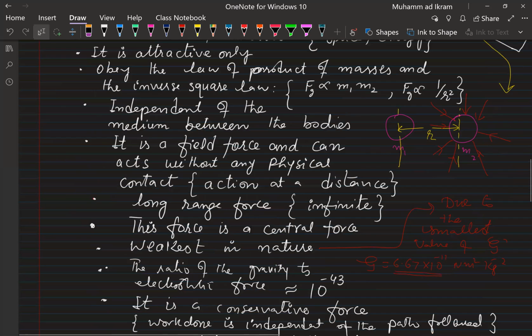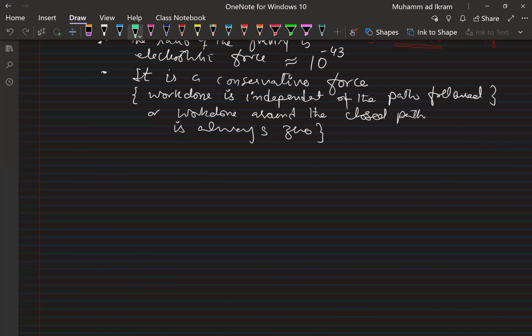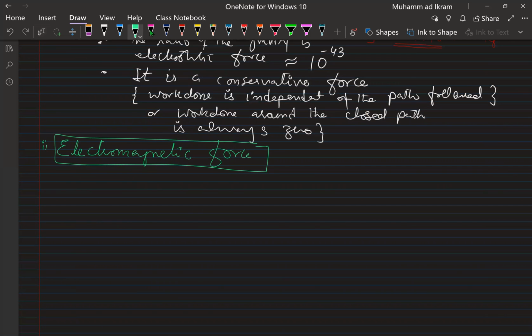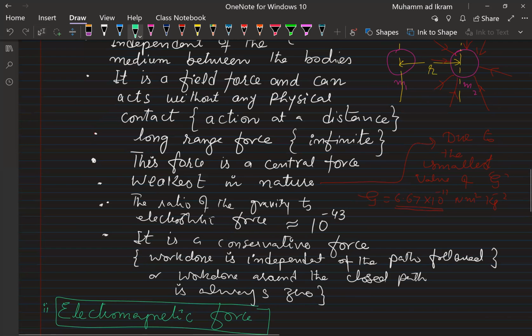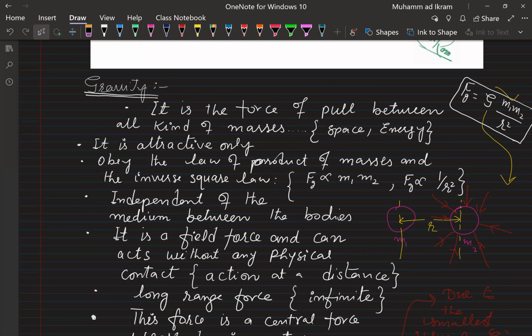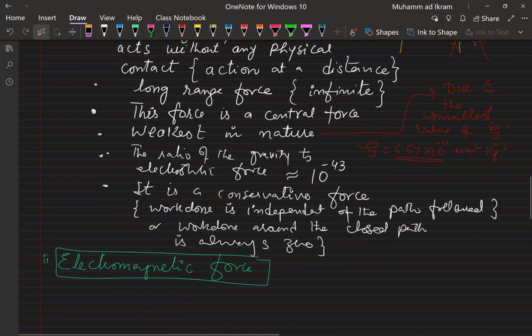The next one is the electromagnetic force. The second force is the electromagnetic force. Now, another very important point: the mediating particle for this force. They are exchanged. Let me write it here for the gravitational force, as I have forgotten.